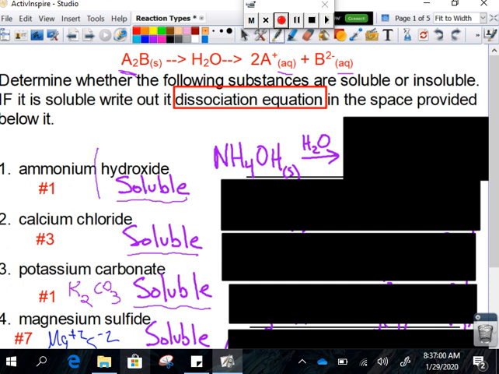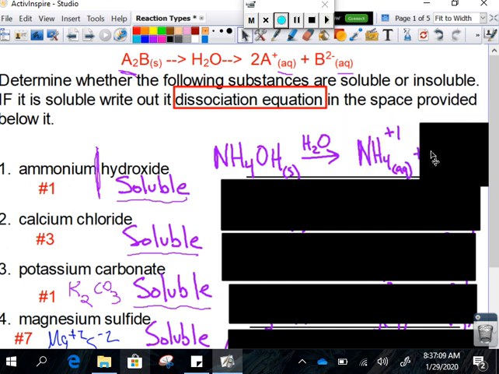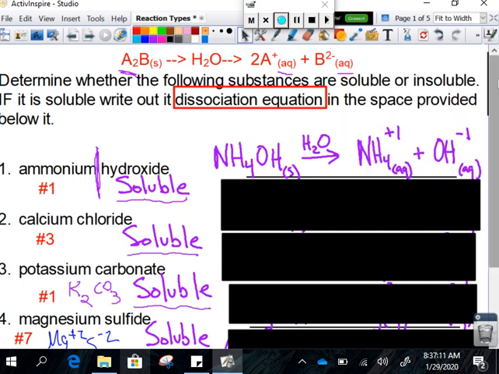Its ions are ammonium and hydroxide. So you have to split it into its two ions. So guess what I have on the right side? I have ammonium and then hydroxide. I split them apart as ions and show that they are now dissolved in water.